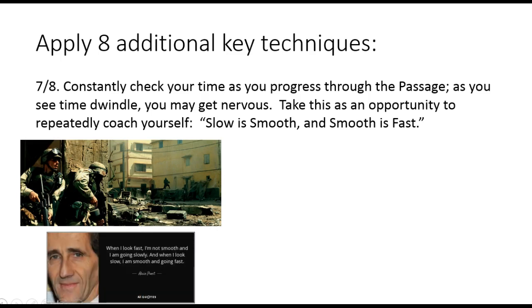It's interesting. Alain Prost was probably the best race car driver, maybe in the 70s and 80s in Formula One, I think. And he has this interesting quote. He said, basically, when I'm driving, when I look fast, I'm not smooth. I'm going slowly. When I look slow, I am smooth and going fast. Same idea. This guy's flying around turns at 200 miles an hour, and he's so intent on actually doing his process slowly because he knows that's what helps him go the quickest. He doesn't make any mistakes that way.